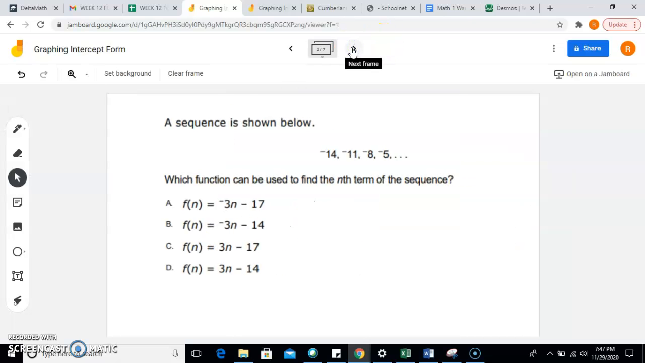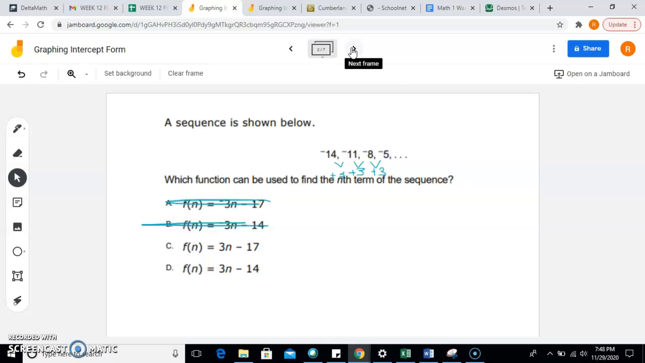Number 2, it says a sequence is shown below, which function can be used to find the nth term of the sequence. So I can see all of them are linear. So the pattern I need to see is how we're increasing or decreasing. For all of these, we are adding 3 to get to the next number. So I know I need a positive 3 in front.